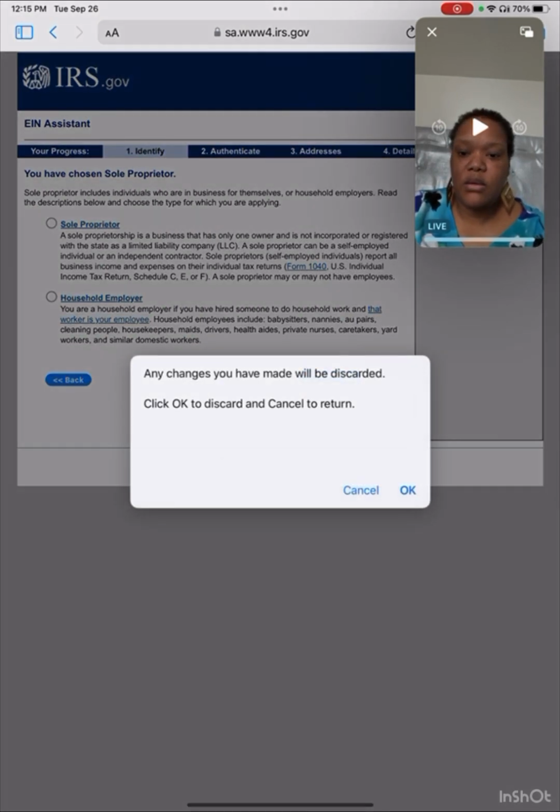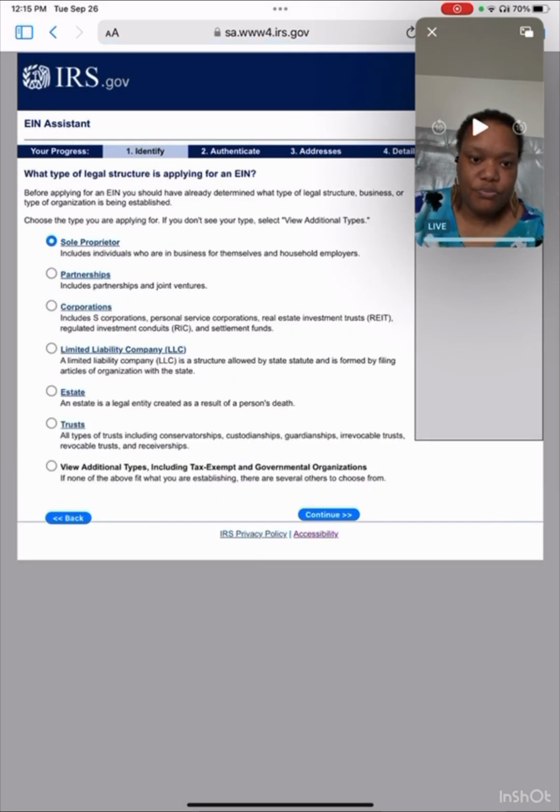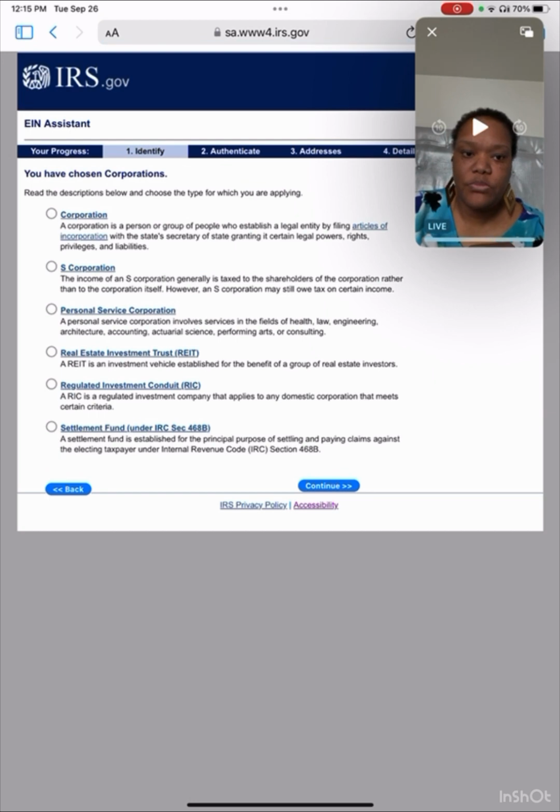Let's go back again. Let's go to corporation. Of course, they have so many different types of corporations. You have a corporation at the top, I'm pretty sure that's considered a C. A corporation is a person or group of people who establish a legal entity by filing the articles of incorporation with the state secretary of state, granting it certain legal powers, rights, privileges, and liabilities. Now, S corp: the income of an S corp generally is taxed to the shareholders of the corporation rather than to the corporation itself. However, an S corp may still owe taxes on certain income.